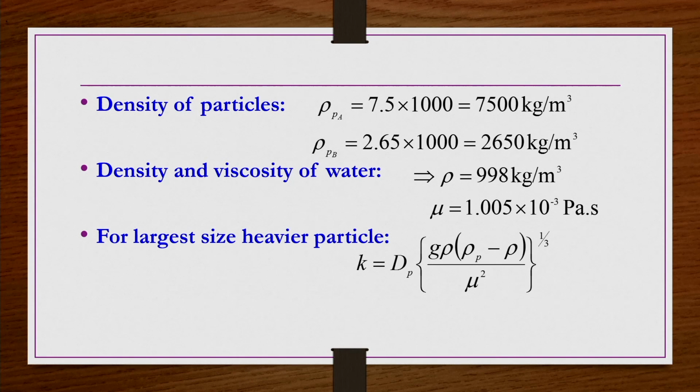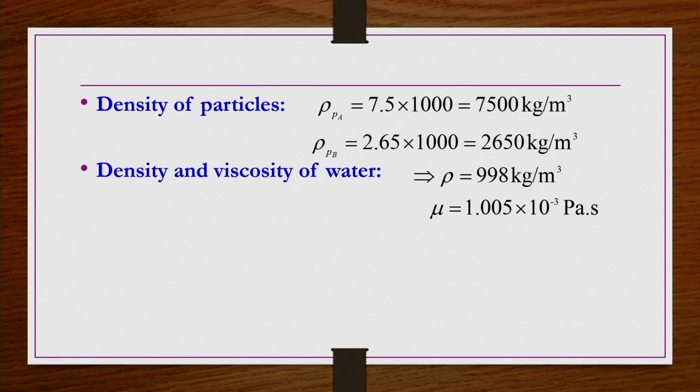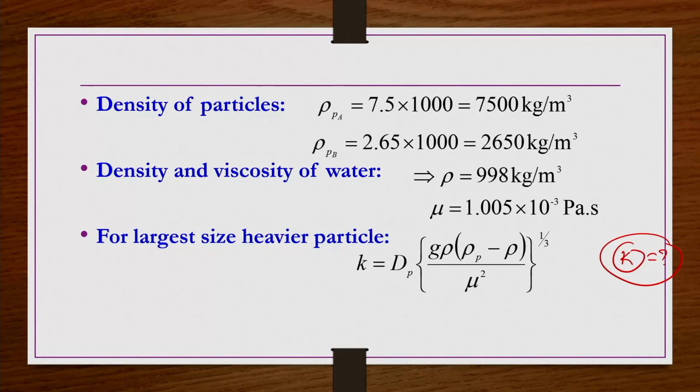For the largest size heavier particles, first we have to find out K. What is this K range? You have to consider the largest settling particles. If the largest settling particles are in the Stokes region, then the remaining smaller particles will also settle in the Stokes region. That is the reason for the largest and heavier particles you have to see the K value. For the largest size heavier particle, K comes out to be 0.995, which is less than 2.6.